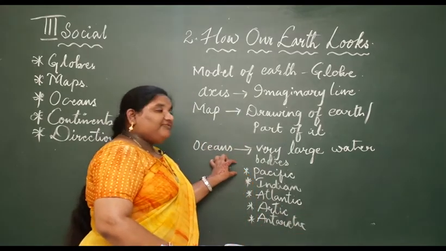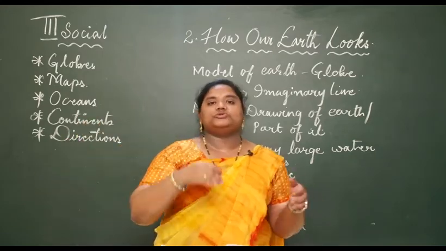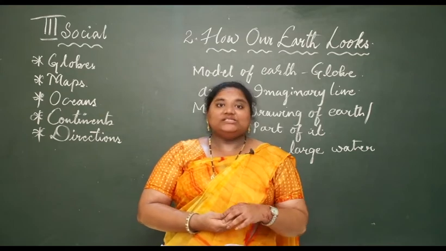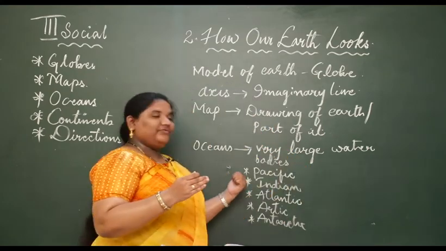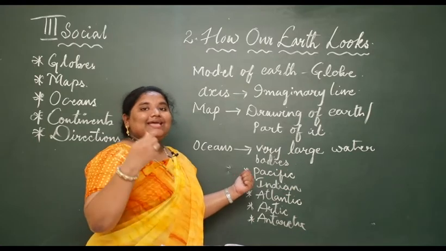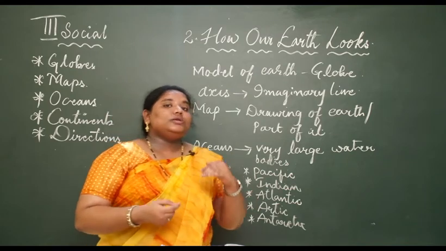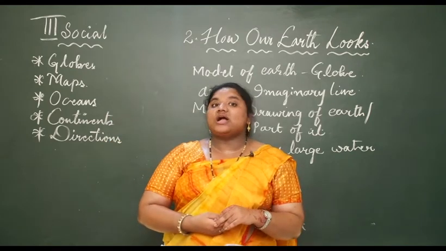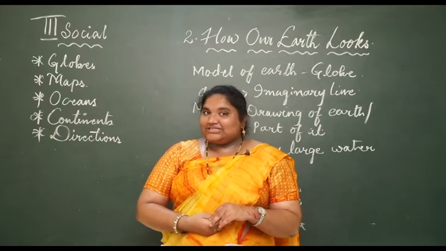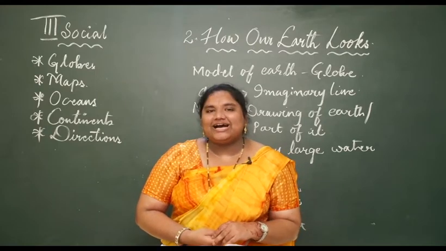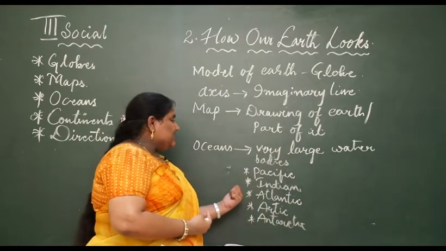The Pacific Ocean is the largest ocean and also the deepest ocean in the world. The second largest is the Atlantic Ocean. Then one ocean is named after a country. What is that? We live in a country. What is the name of our country? India. So it is named after our country, which is the Indian Ocean.